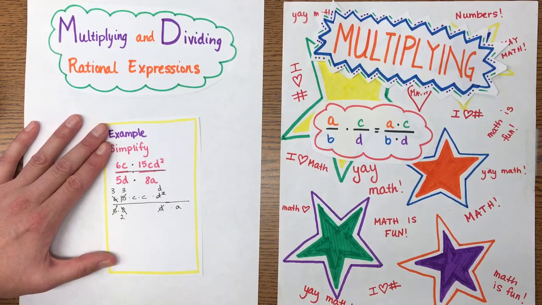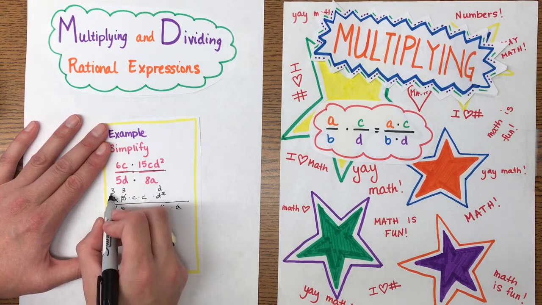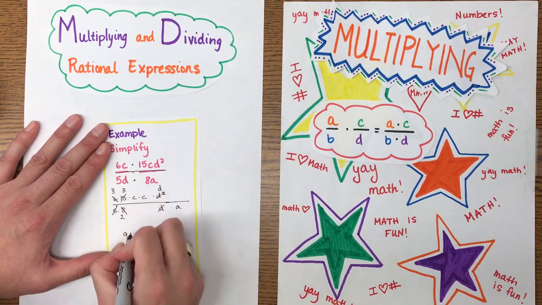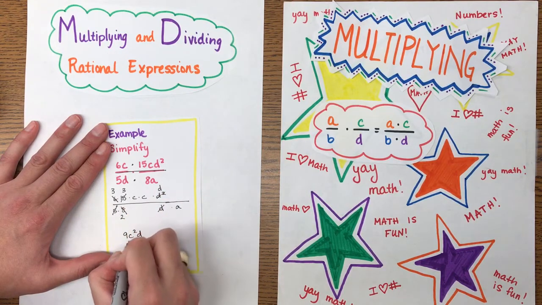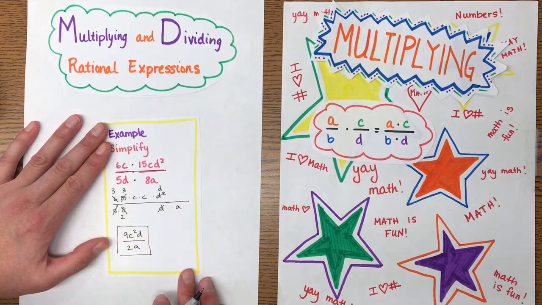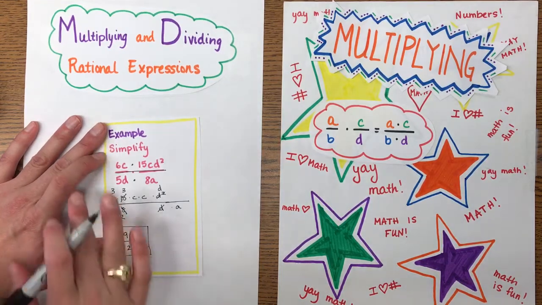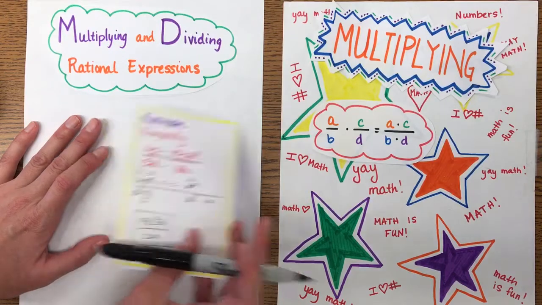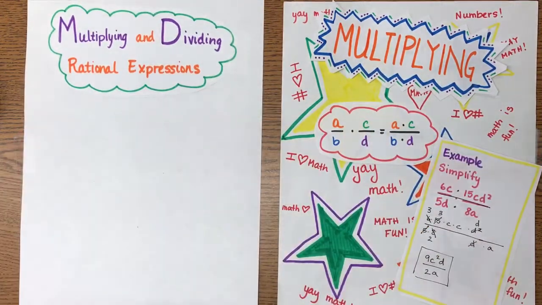Nothing can cancel with the C or the A. So the numerator here becomes 3 times 3, which is 9, times C squared D, divided by 2A. And that is my simplified problem there. So I turned this into one big division sign, grouped like things, and canceled from the numerator and denominator.